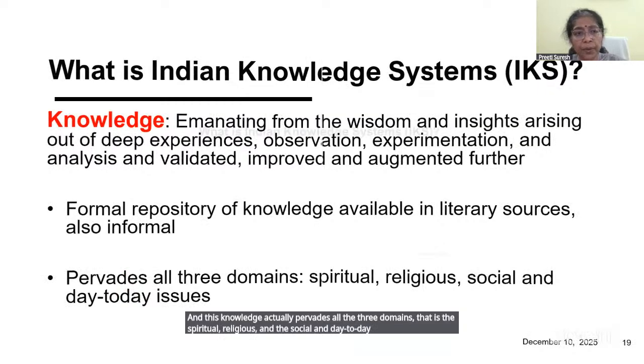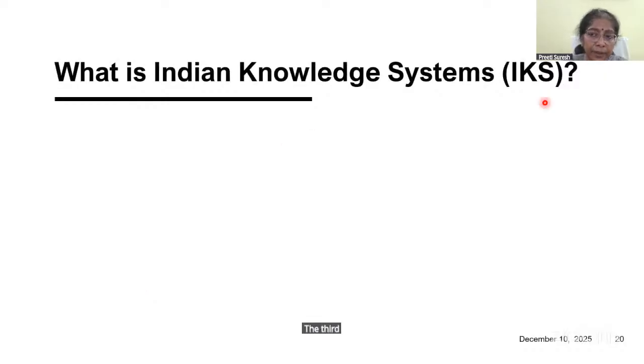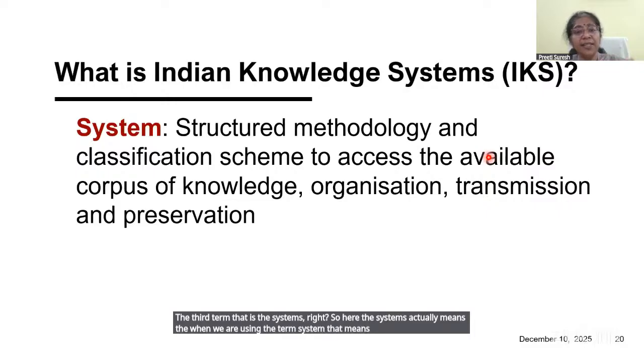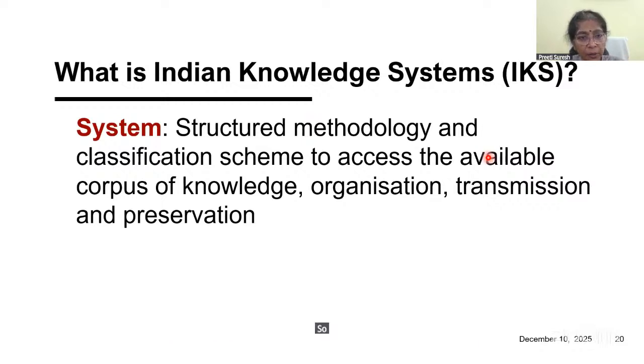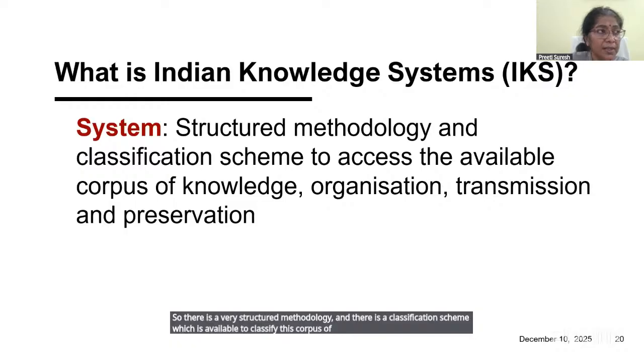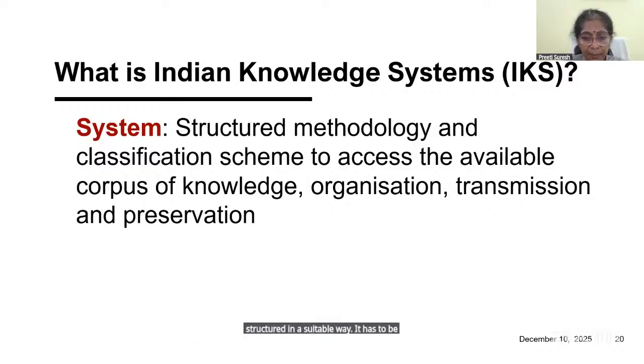And this knowledge pervades all three domains, that is the spiritual, religious, and the social and day-to-day issues also. The third term is systems, right? When we use the term system, it means a very structured and methodical way. There is a structured methodology, and there is a classification scheme which is available to classify this corpus of knowledge. There are so many rich sources of knowledge, but they have to be structured in a suitable way. It has to be organized in a proper manner, which is useful for its transmission and for its preservation.